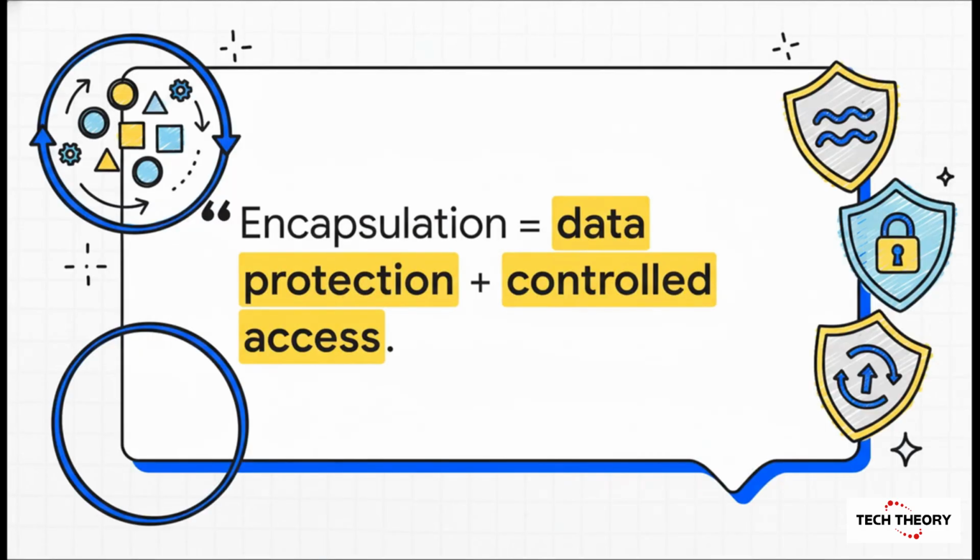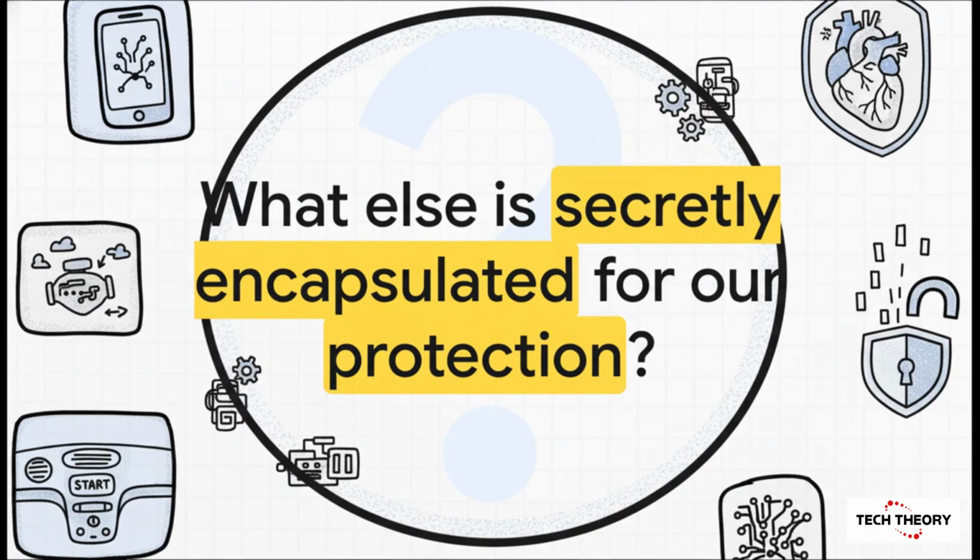And really, it all comes back to this one core message. It's that simple formula, data protection plus controlled access. By bundling data with the methods that control it, encapsulation creates software that is robust, secure, and just manageable. It's a simple idea for sure, but with some pretty profound consequences. So I'll just leave you with this final thought. Once you start seeing it, you can't unsee it. You'll notice this principle everywhere. A simple, clean interface protecting a really complex system underneath.